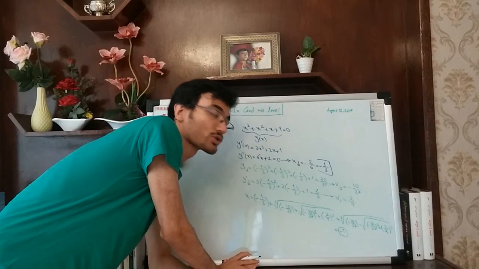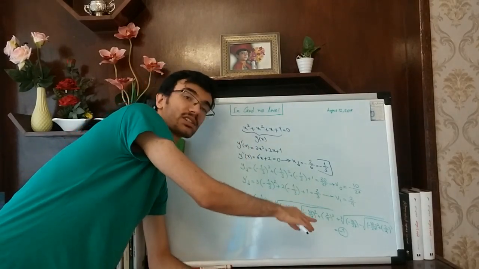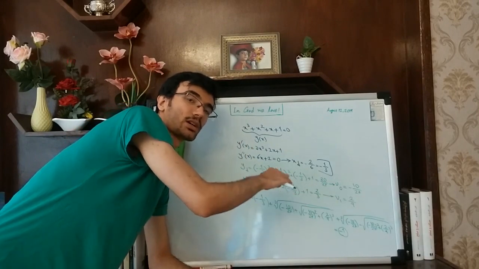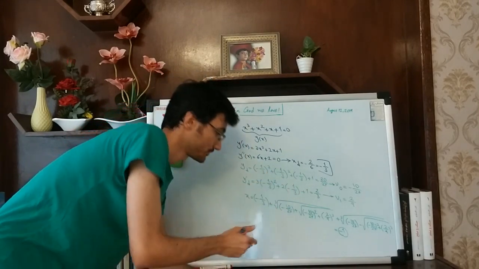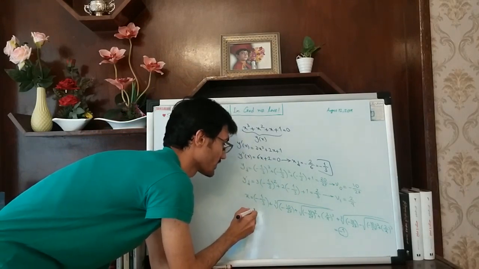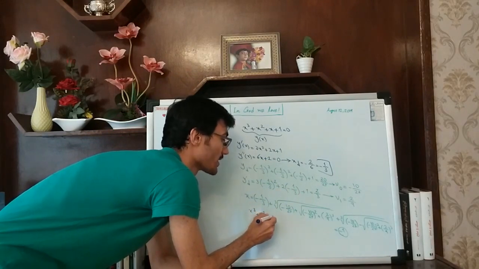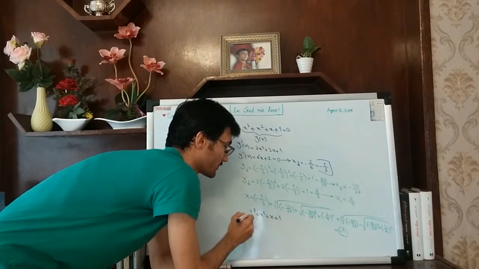To find the other roots, we should divide y of x by x minus negative 1, which equals x plus 1. y of x is x cubed plus x squared plus x plus 1.